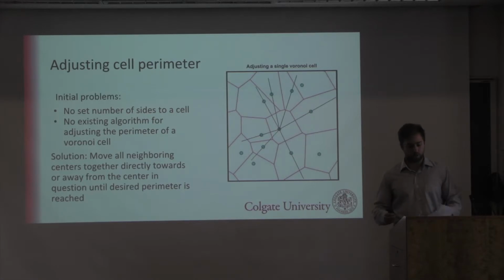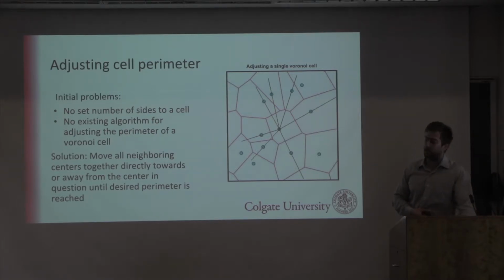So the next thing I want to talk about is our method of adjustment. The initial problems we faced were that for Voronoi diagrams, there is no specific algorithm that currently exists to adjust the perimeter, to increase or decrease it. We also couldn't move just a single boundary neighbor, because any neighbor moving inward or outwards does not guarantee an increase or decrease in perimeter, as it has a rippling effect on its neighboring cells.